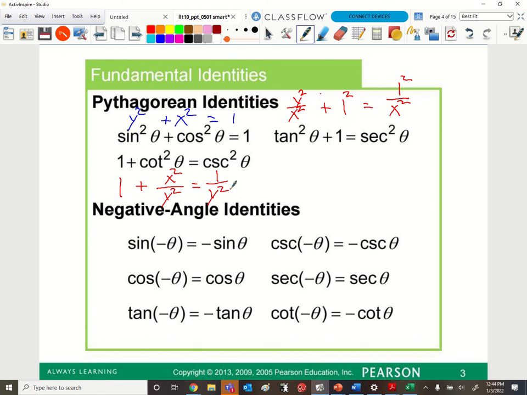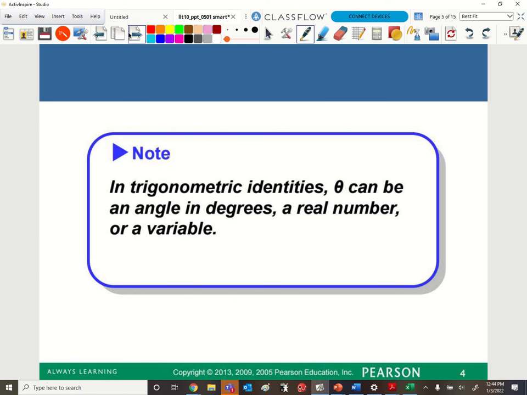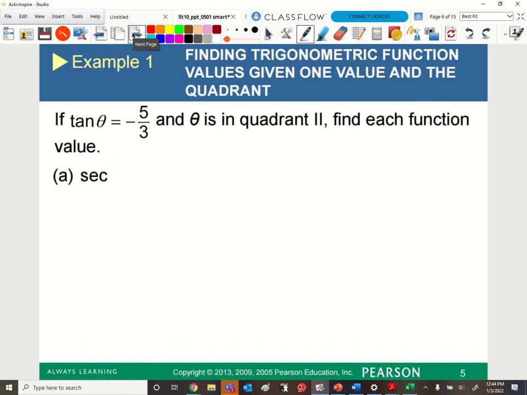Like I said, this is why we're slowly going into this, treating it like it is a new language. Angle, degrees, real number, variable. Okay. All right, we've actually done this same problem in 2 different units. So again, I'm not going to assume that you remember anything, okay?